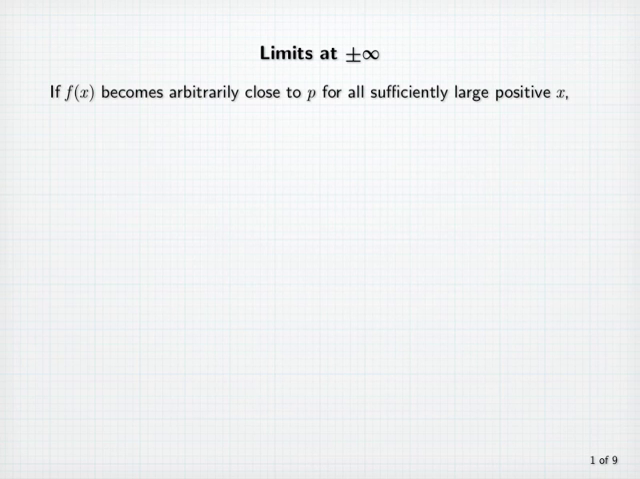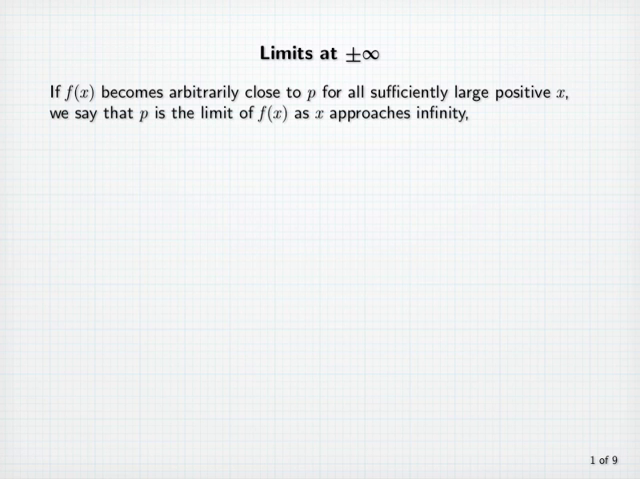If f of x becomes arbitrarily close to a number p for all sufficiently large positive x, we say that p is the limit of f of x as x approaches infinity, and we write limit as x approaches infinity of f of x equals p.